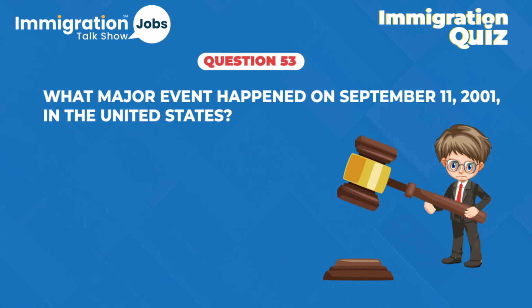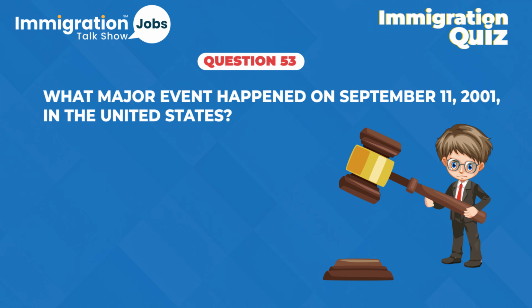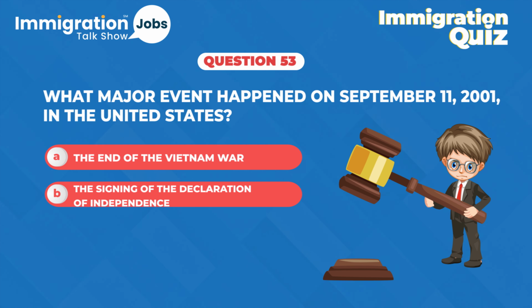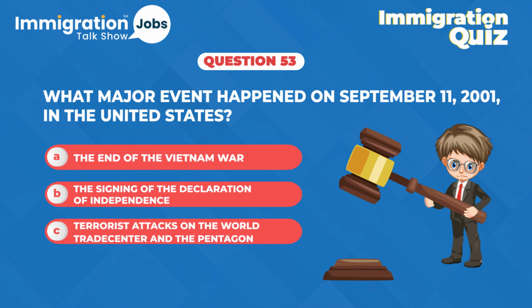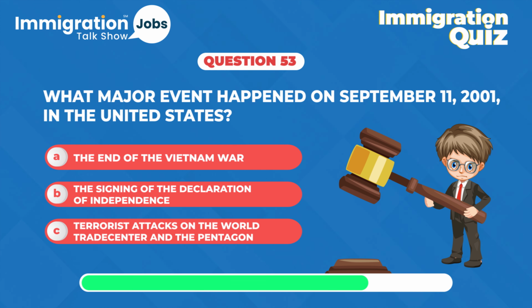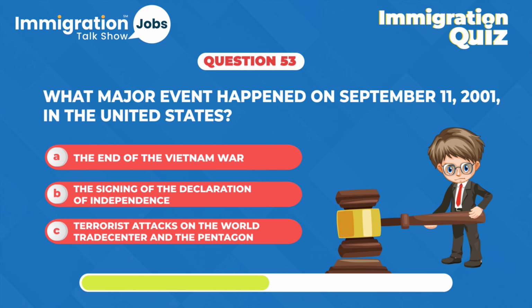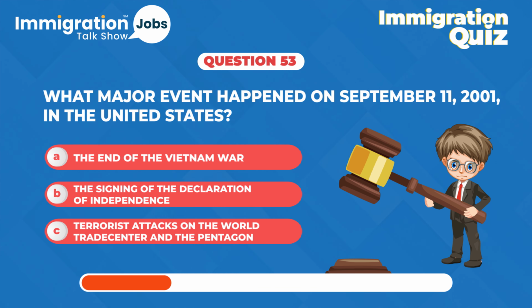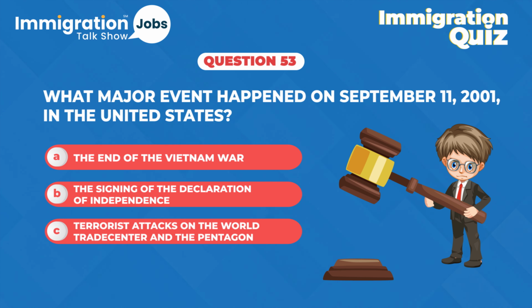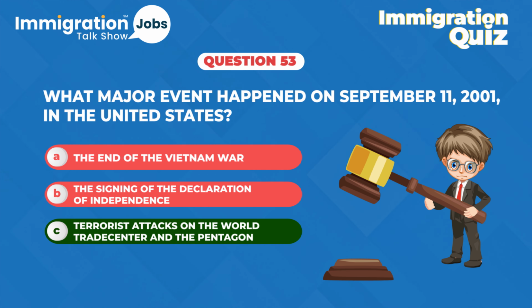What major event happened on September 11, 2001 in the United States? Option A, the end of the Vietnam War. Option B, the signing of the Declaration of Independence. Or option C, terrorist attacks on the World Trade Center and the Pentagon. And the correct answer is option C, terrorist attacks on the World Trade Center and the Pentagon.